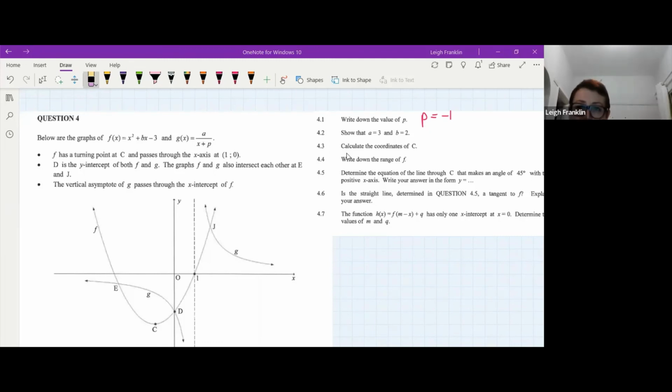Show that a equals 3 and b equals 2. All right, so what are we not allowed to do here, guys? In these show that questions. No, Tisha. No, p is not equal to 1. Okay, and you know what? Lots of people would make that mistake.